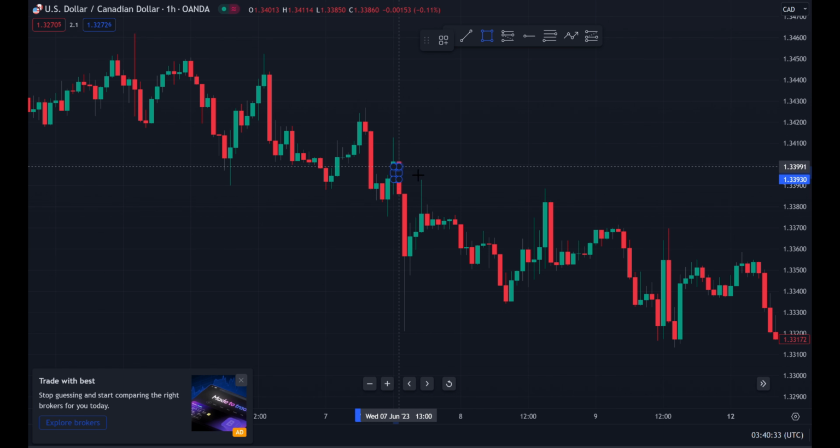So our zone is always in the pullback right here. So there's also another block, a good one. So that's our zone. The market tapped into it, as you can see, like that. So the market started dropping down very hard.